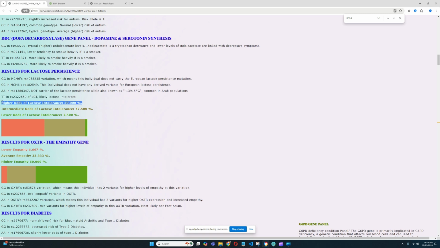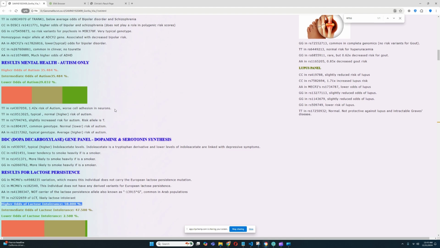Very interesting. Gorilla's got higher odds of lactose intolerance. So the gorilla is not lactose intolerant whatsoever. Doesn't carry any variants for lactose persistence.